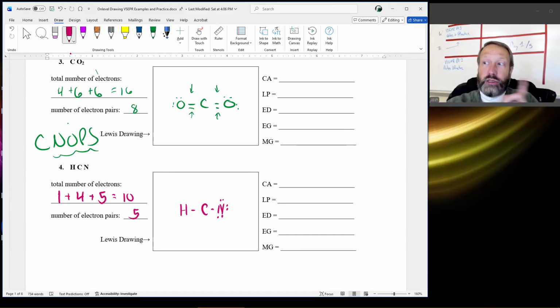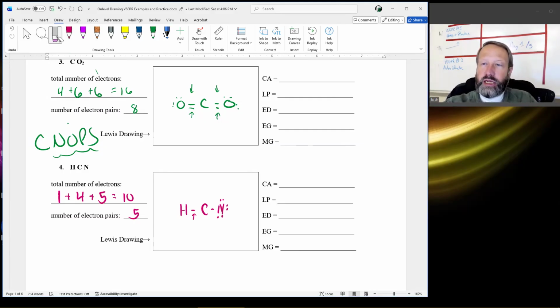Now notice hydrogen does not get lone pairs ever. Reminder, hydrogen is a 1s element. It can only hold 2 electrons total, and that is exactly what a bond gives it. That bond fills up hydrogen, has no room, cannot hold on to lone pairs. But nitrogen most certainly can.